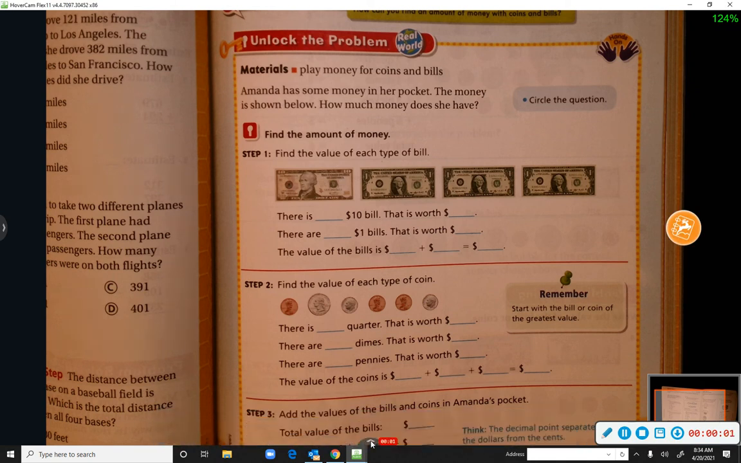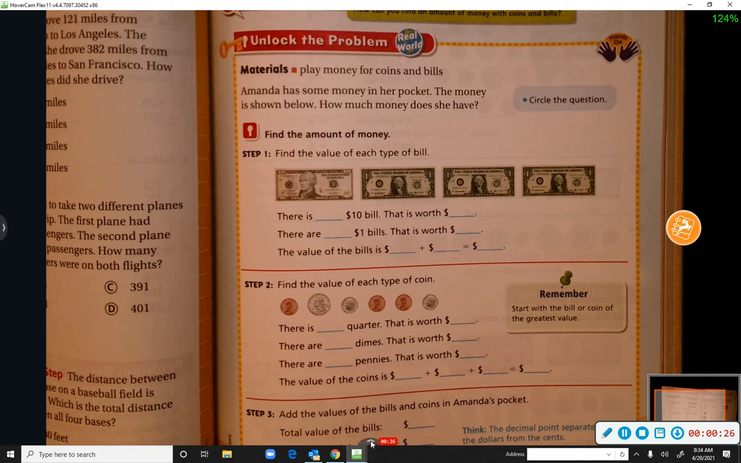Okay, class, today's Tuesday, April 20th, and for our lesson today, we're going to continue talking about money. Yesterday, we just kind of reviewed what the coins were, what they look like, what the value is. So today, we're going to practice actually adding the values up. There's a certain way we like to do it because it makes it easier.